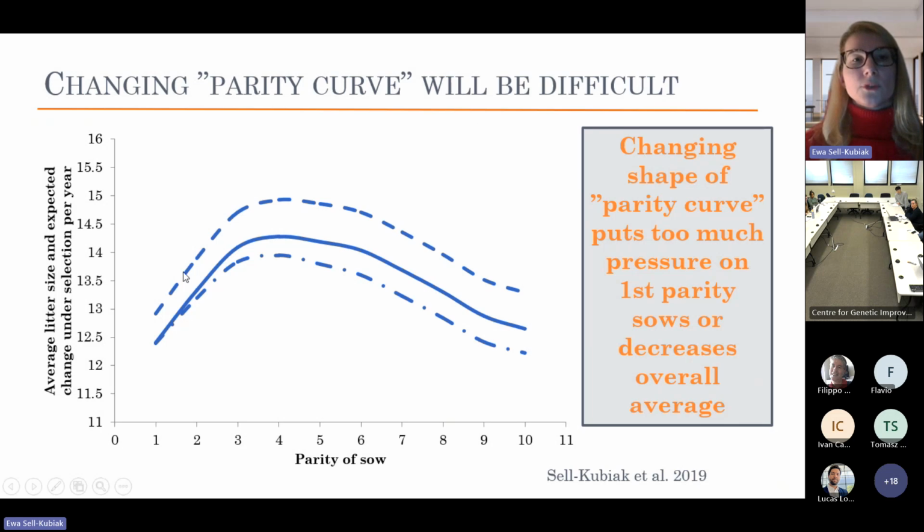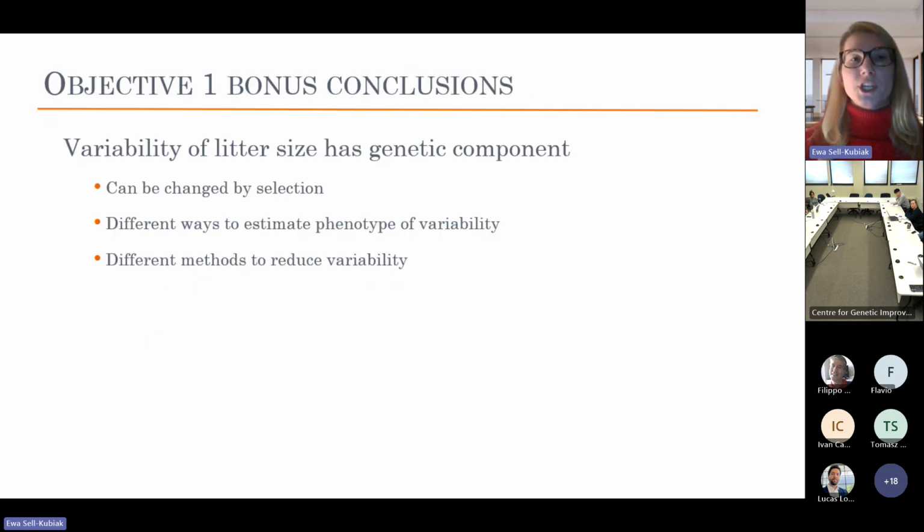But what we observed was that if we, for example, decide to have more piglets in the first parity, the entire parity curve is increasing on average, but it doesn't change the shape. And when we decided to put no pressure at all on the first parity and make sure that those animals are not pressured too much into having even more piglets, then the whole curve decreases. So basically we lose piglets all over the place. That is absolutely not something that we would like to do. So basically, okay, I showed that it is possible to play around a bit with the parity curve, but we cannot really go further with changing it.